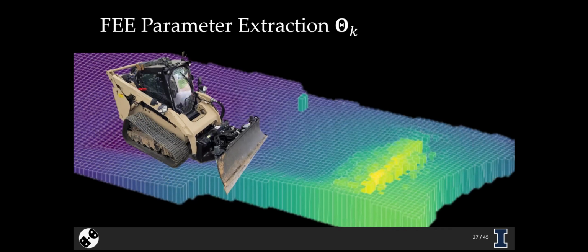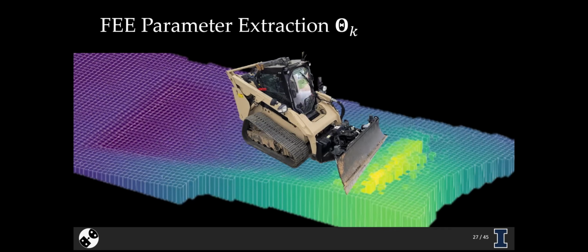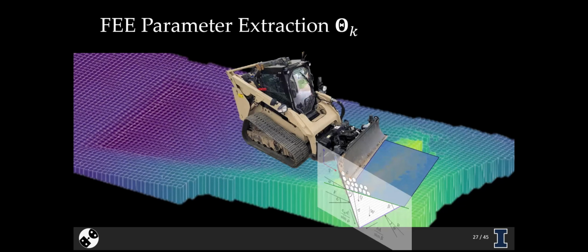So I mentioned that we want to try and extract these geometric parameters of the FEE. Here, the way this works is that we look at the intersection between the blade and this height map that's being built. In the region around that, we fit a plane essentially to that point, and then we're able to extract these geometric parameters by considering that plane to be the surface, and then looking at the angle of the blade with respect to that plane.